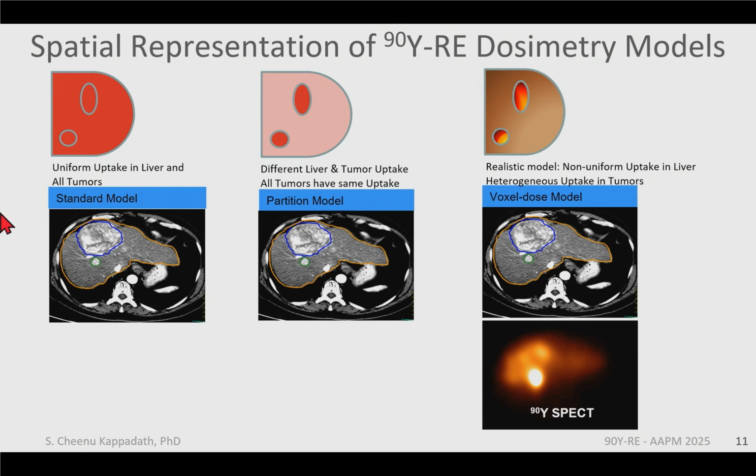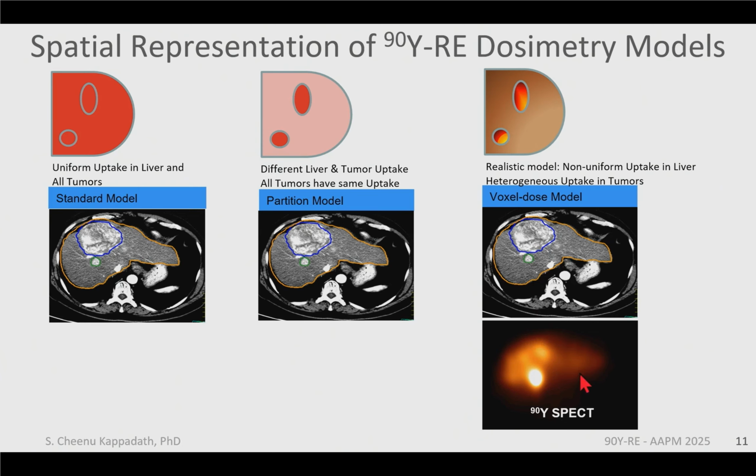So we've been discussing the uniform dose model here. I'm giving an example here of a realistic image of a liver with 2 tumors, okay? You have a large bulky tumor with low uptake, and a smaller posterior tumor with large uptake, and here's the SPECT image.